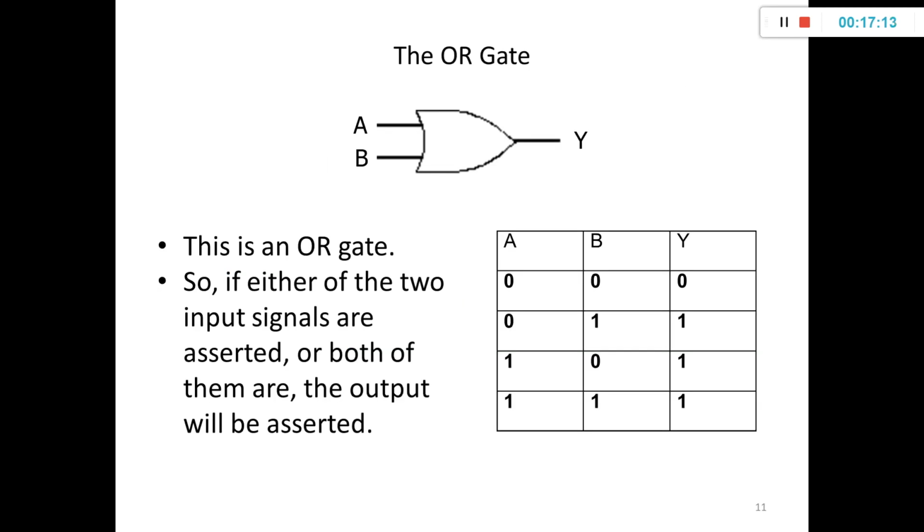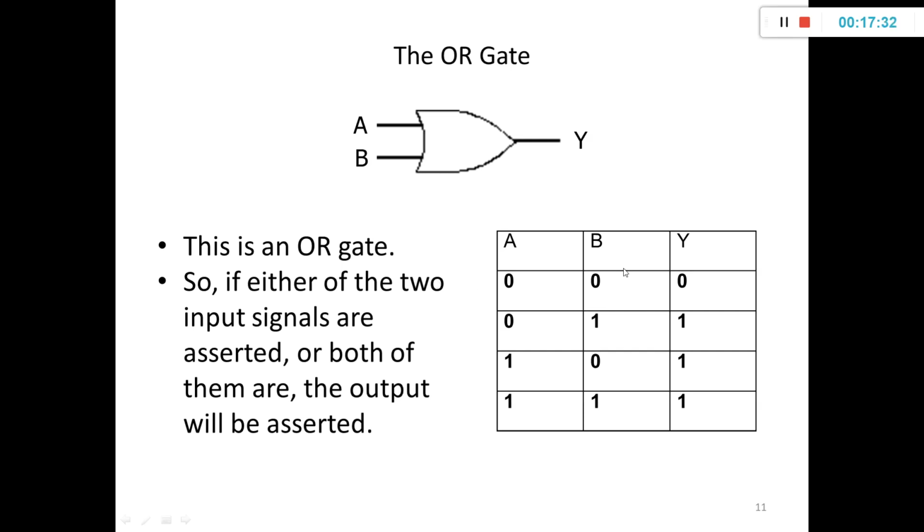Next, coming to the OR gate. The symbol is given, everybody knows this is an OR gate, right? What I want to tell here is that if either of the two input signals is asserted, or both of them are, then the output will also be turned on.